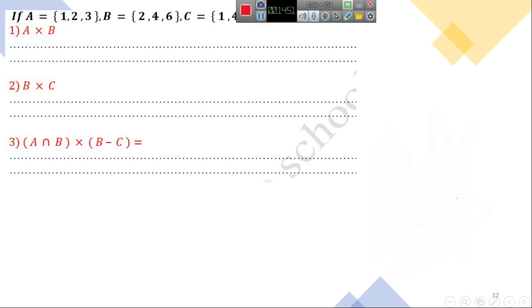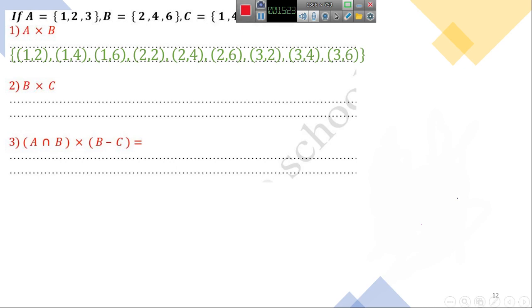Let's find A cross B. If A equals the elements 1, 2, 3 and B equals the elements 2, 4, 6, then using the same way, 1 will pair with all the elements of B, 2 will pair with all the elements of B, and 3 will pair with all elements of B to get 9 ordered pairs like this: (1,2), (1,4), (1,6), (2,2), (2,4), (2,6), and so on.